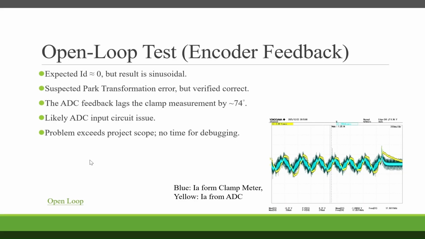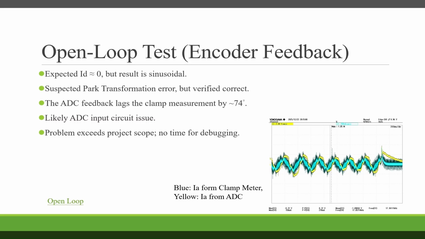The video you just saw comes from the open loop test with encoder feedback. In the test, ID is expected to be about 0, but in reality, the result is sinusoidal and a little bit far from 0, about 1 volt. So initially, I suspected that the Park transformation has some error. However, I later verified that the Park transformation part works fine.